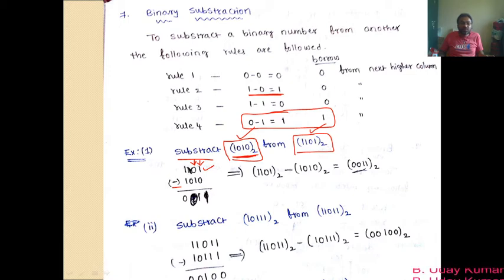Since this 1 is borrowed by the second column, now in the third column there will not be 1 here, so it will be 0 here. Now 0 minus 0 will be 0, and 1 minus 1 will be 0. So you just have to follow the rules.